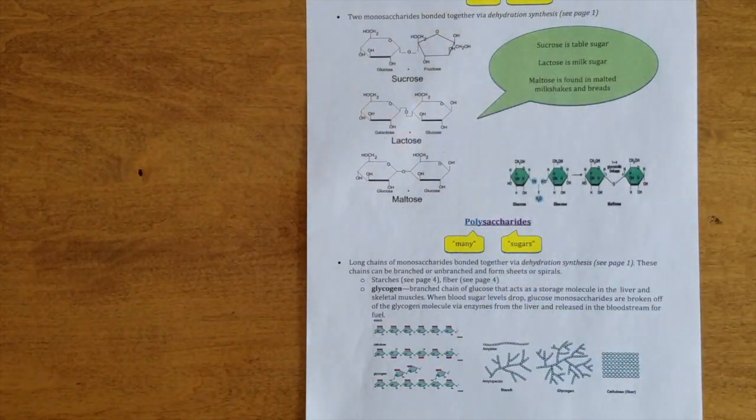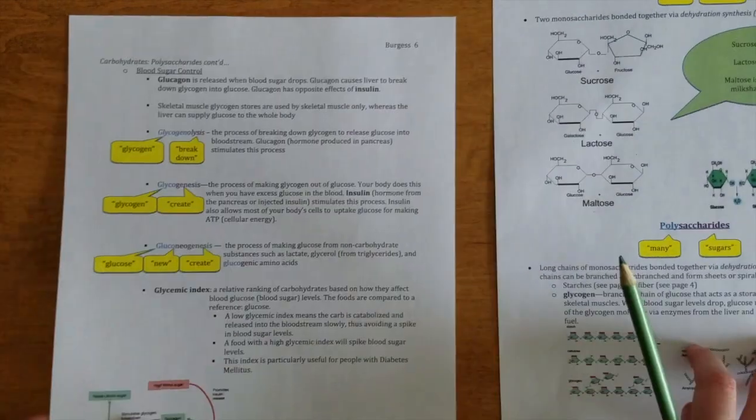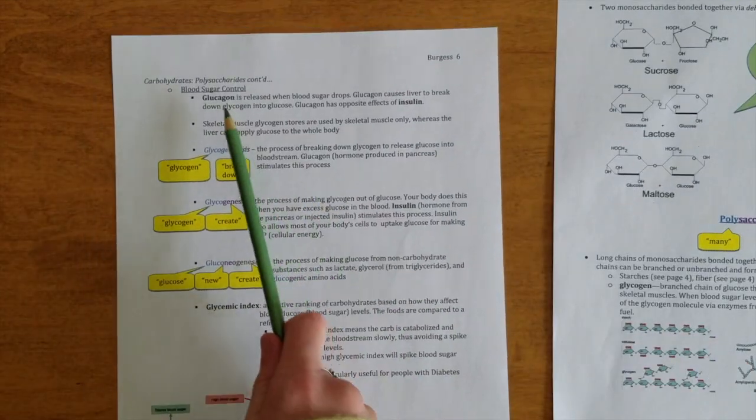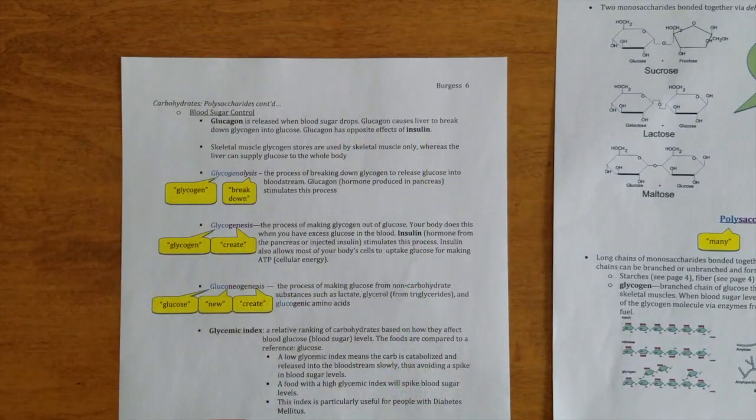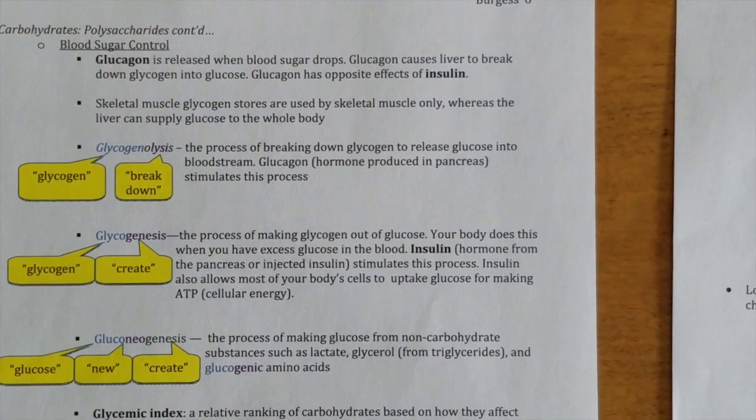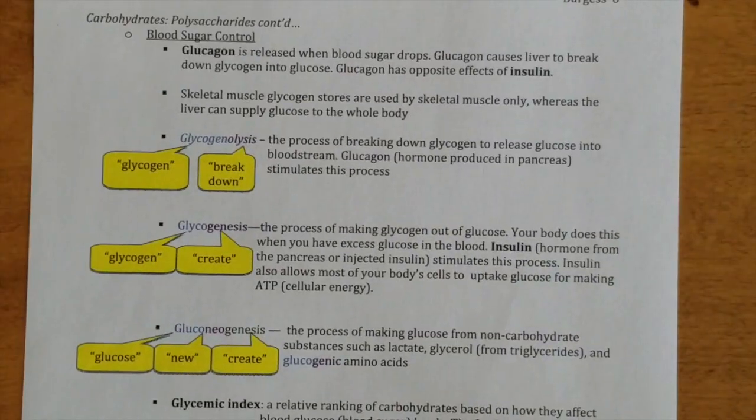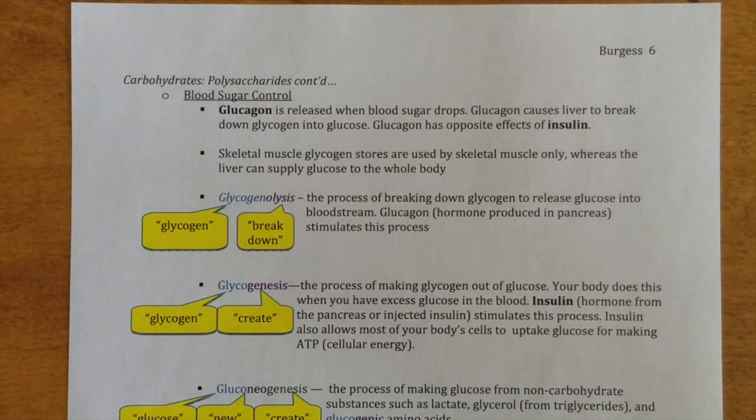Now we can talk about some of the hormones that help control blood sugar levels. So both of these hormones, glucagon and insulin, are made in the pancreas. And glucagon is released when blood sugar is low. So glucagon stimulates the liver to start breaking down glycogen to release glucose so that your blood sugar level rises.